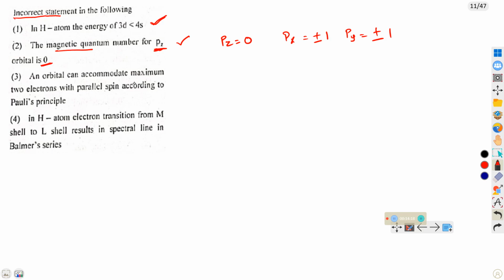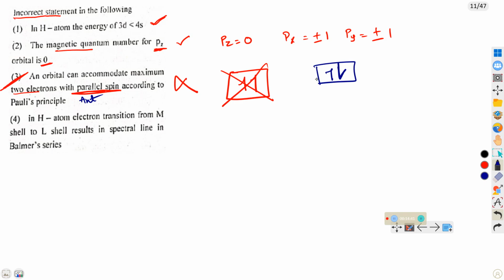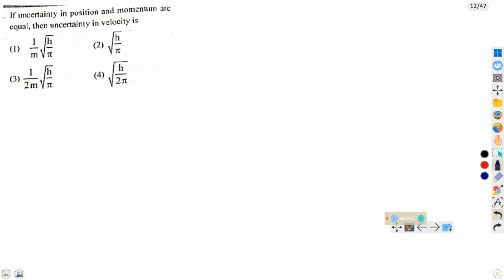An orbital can accommodate maximum 2 electrons with parallel spin according to Pauli's rule. This is a wrong statement. Why? Not parallel. Not like this. Correct answer is anti-parallel. One must be clockwise, the second one must be anti-clockwise. In a hydrogen atom, electron transition from M shell to L shell results in a spectral line in the Balmer series. This is also correct.